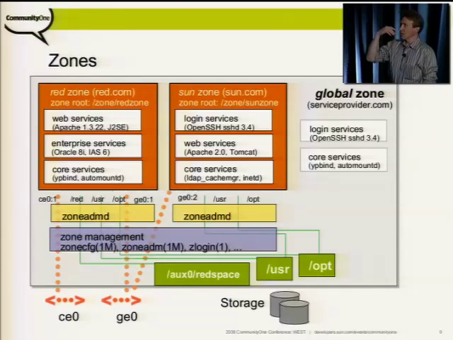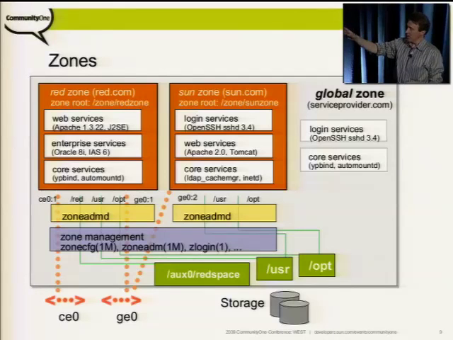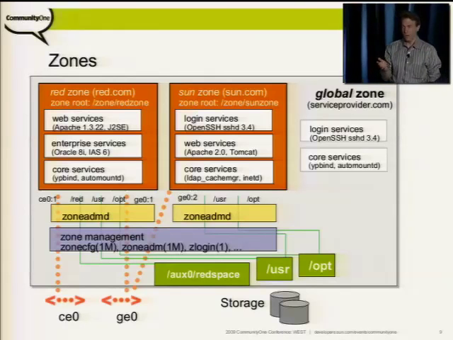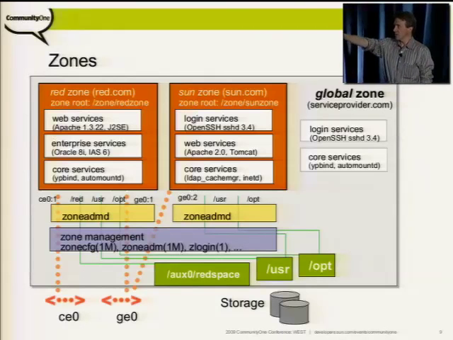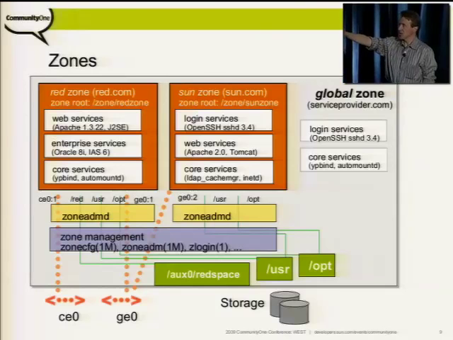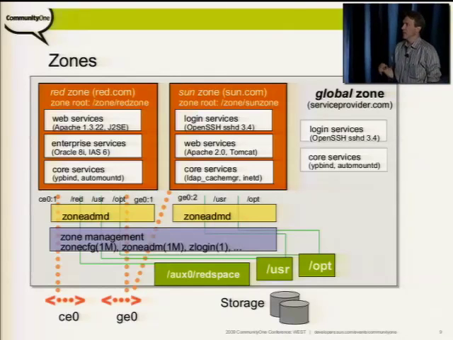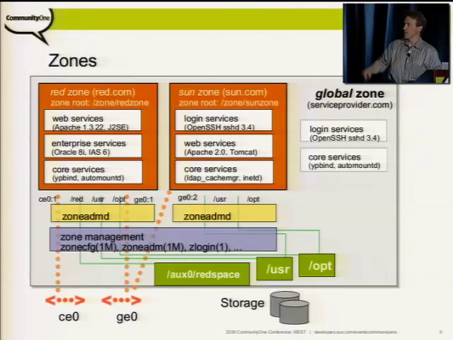You can log into these and reboot them, configure them the way you want, run different services within each one, and then you can see how the file systems and the storage space get provisioned into each of those zones. So they have their own, in this case, like shared user and shared opt, working off of the storage provided by the global zone.